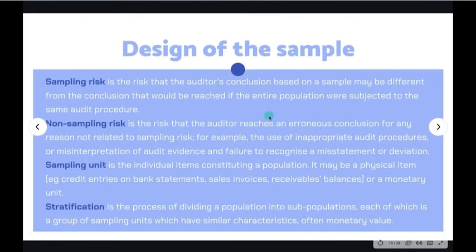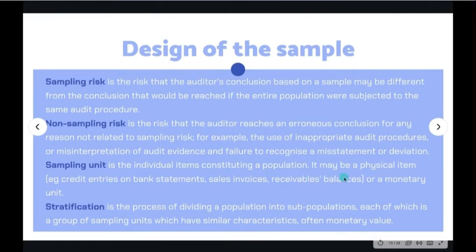So the next one is design of the sample. Sampling risk is the risk that the auditor's conclusion based on a sample may be different from the conclusion that would be reached if the entire population were subjected to the same audit procedure. Non-sampling risk is the risk that the auditor reaches an erroneous conclusion for any reason not related to sampling risk. For example, the use of inappropriate audit procedures, misinterpretation of audit evidence, and the failure to recognize a misstatement or deviation.